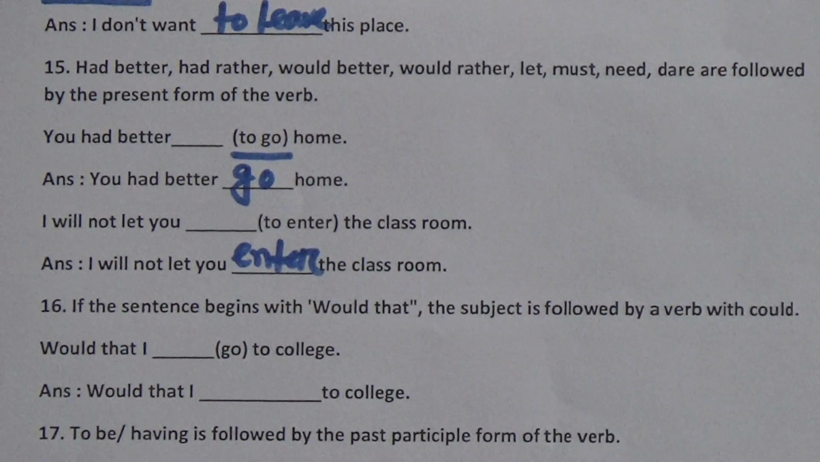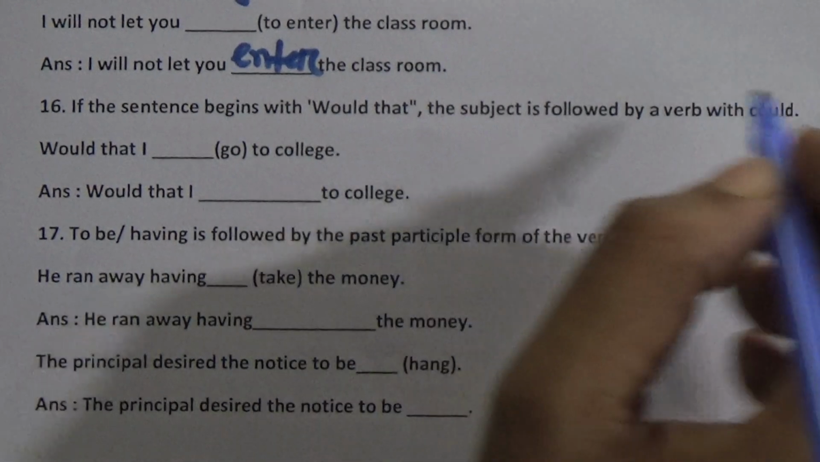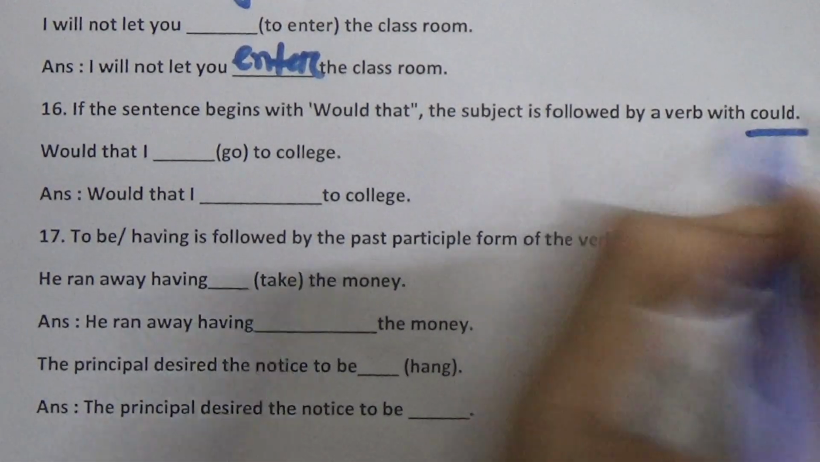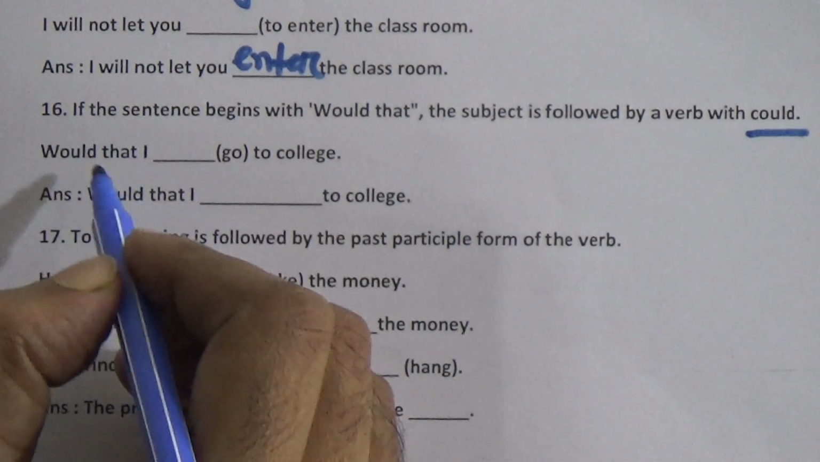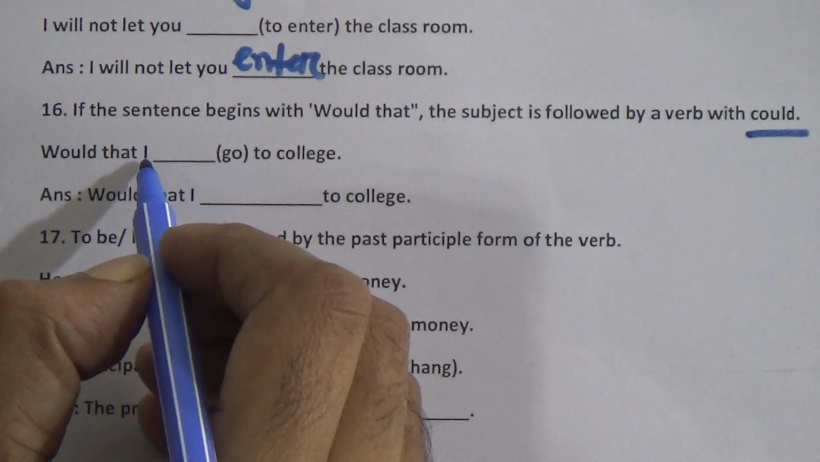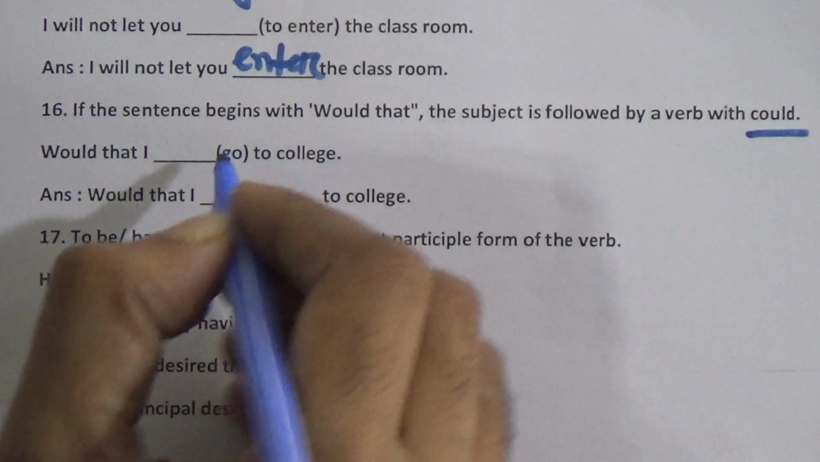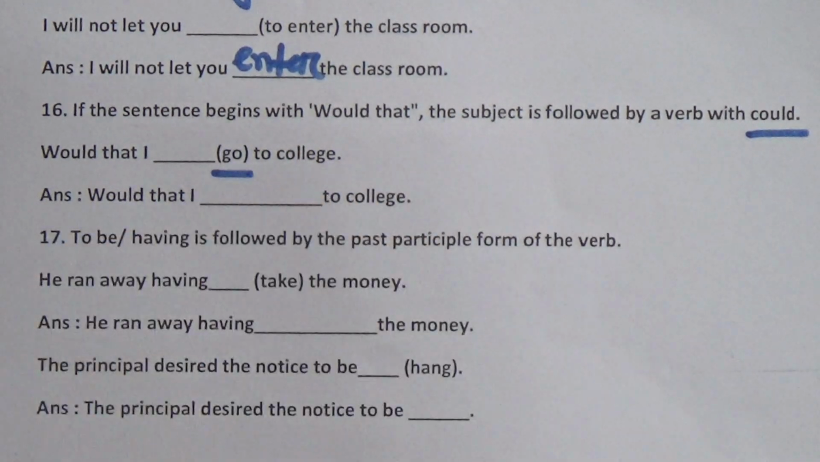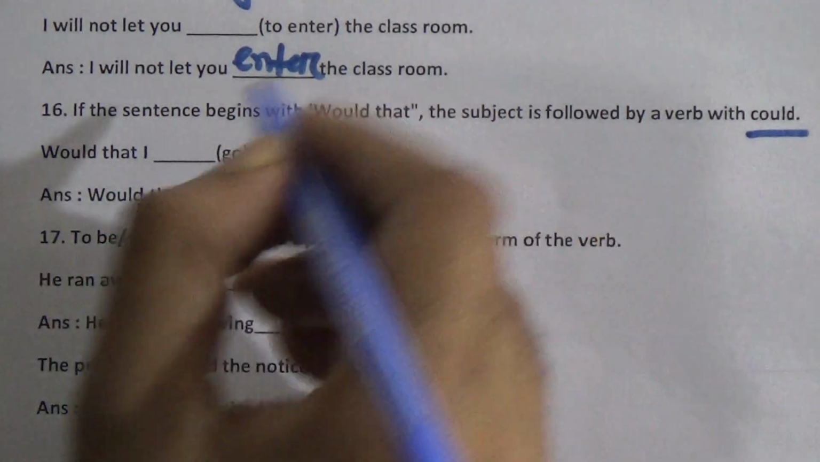Rule number 16, if the sentence begins with would that, the subject is followed by a verb with could. Look here, the word could. So if we take an example, it will be clear. Would that I dash go to college. So the verb in the bracket will take a could before it. Would that I could go to college.